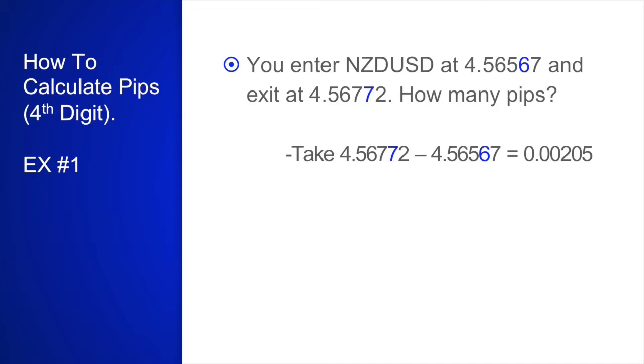Now what you're going to do is you're going to take the 4.56772 and subtract it from 4.56567, and you're going to get 0.00205.